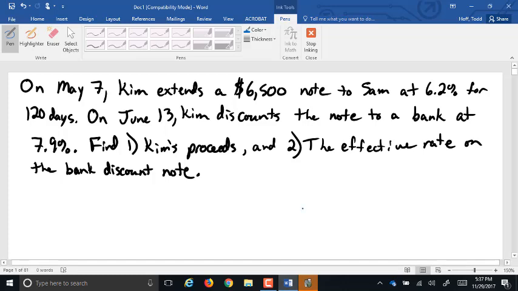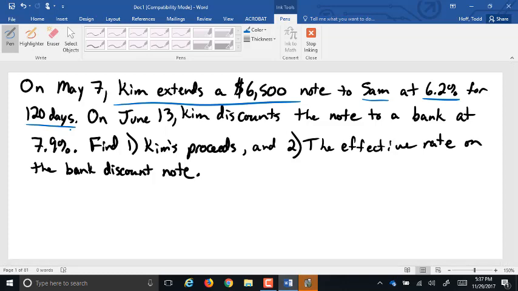Okay, so there's a couple of things going on here. Kim is extending a $6,500 note to Sam, 6.2% for 120 days. And then Kim is discounting that note to the bank. Remember, this was the long process from last class where we have to figure out the terms of the original note first. Then we're using that in the discount note to the bank. Now I added a third piece into this, the effective rate on the discount note. We're going to ignore that for now and we'll come back and look at that at the end.